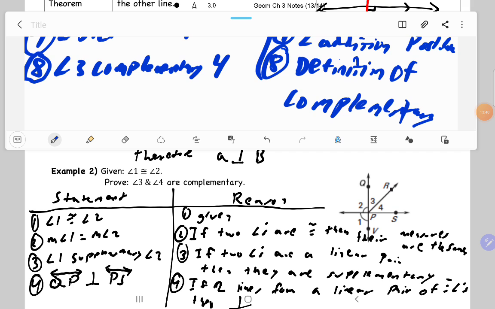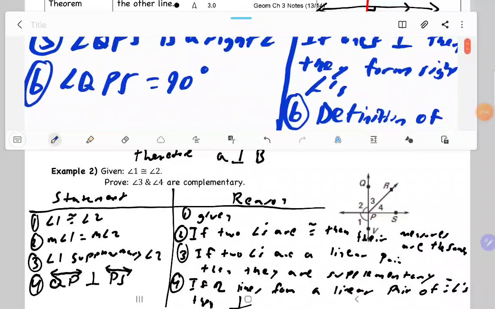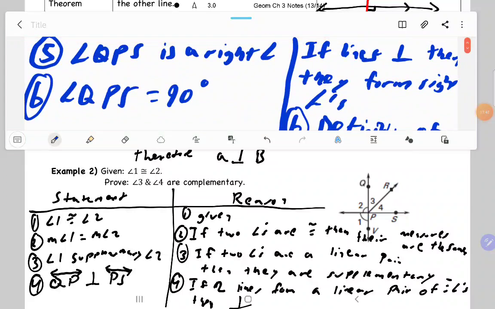That means QP has to be perpendicular to PS. And since those are perpendicular, that means we have 4 right angles. Now at this point, instead of saying QPS is a right angle, SPV is a right angle, angle 1 is a right angle, angle 2 is a right angle, I then focused on what we're actually trying to prove here. You could put all that down, and you won't get it wrong for it, but we're going in a specific direction. Angle 3 and angle 4 are complementary.